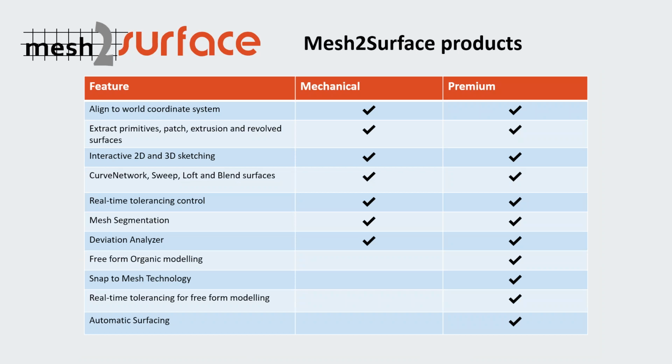So since then, we decided to create two types of products. One is the Mesh2Surface Mechanical, which people know up until now. And this product has all the basic features, but still powerful to recreate many mechanical parts, complex forms. But then we created our premium version, which consists of more sophisticated and flexible tools to handle freeform shapes, which I'll make a demonstration in a couple of minutes.